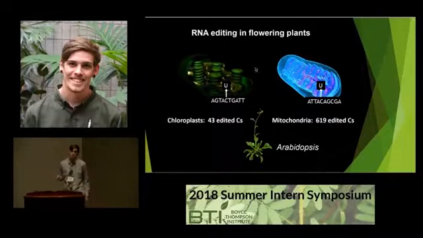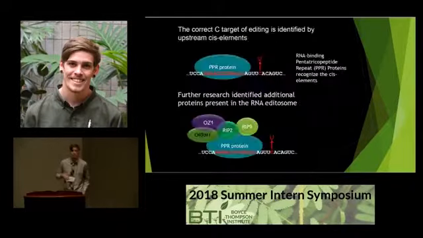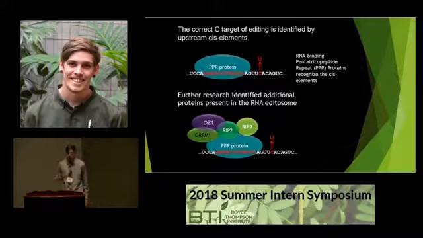The correct C target is identified by a cis element. For different C targets, there's different cis elements. The RNA binding protein pentatricopeptide repeat, or PPR protein, recognizes the different cis elements. There's also different PPR proteins to complement the cis elements.